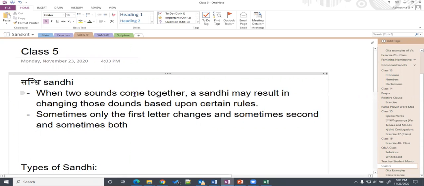Because the sounds in Sanskrit correspond to the letters of the alphabet, essentially it is two letters coming together resulting in a Sandhi. So what happens as a result of Sandhi? Sometimes the first letter changes, sometimes the second letter changes, and sometimes both letters change. We'll see those examples and then you will understand more.